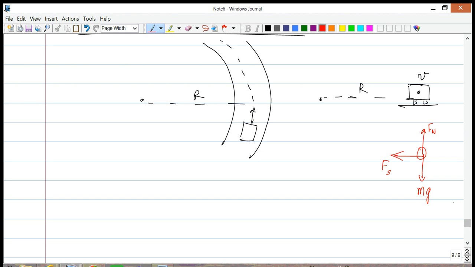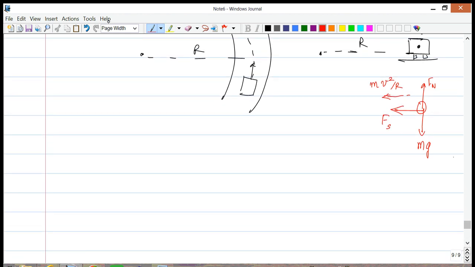Okay, and once we know this, we know that there are no other forces, and the object's acceleration is obviously pointing toward the center of the circle, which will be equal to mv square over r, or mac. So if we look at the equations, F sub S is equal to mv square divided by r. So as long as the speed is such that mv square over r is below the maximum static friction, you can safely negotiate the turn.